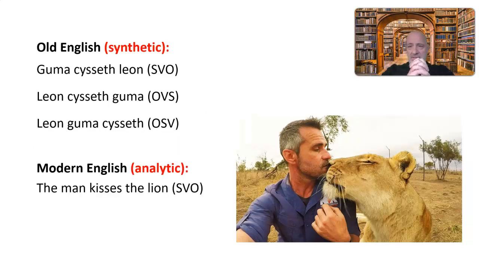Old English is synthetic, and therefore you can switch it around. Kissed Gumma, kisseth Leon, Leo kisseth Gumma, Leo Gumma kisseth. It all means the same thing, because the N denotes that the lion is being kissed. Okay? Modern English, by contrast, is analytic, which means the man kisseth the lion.